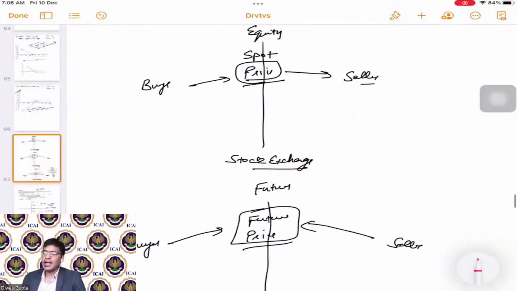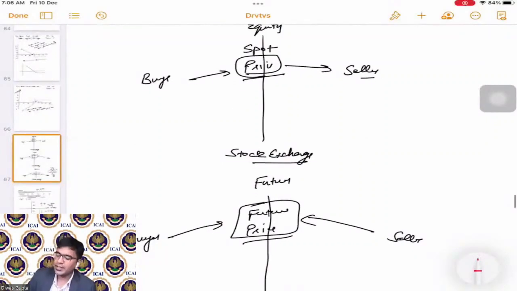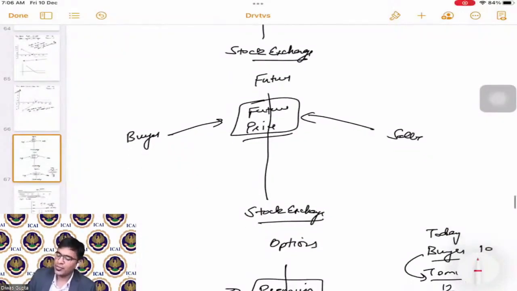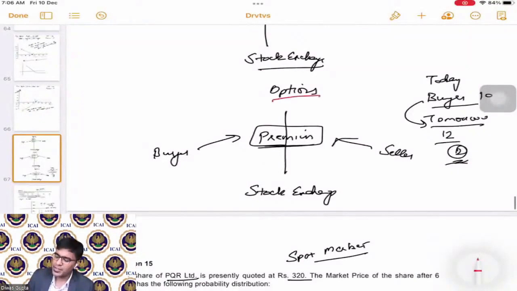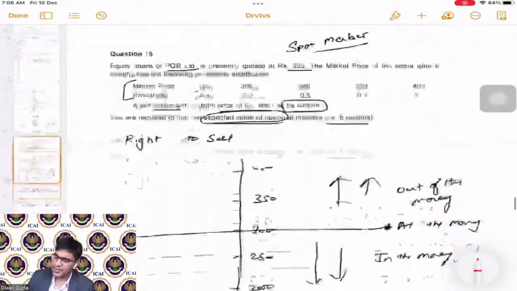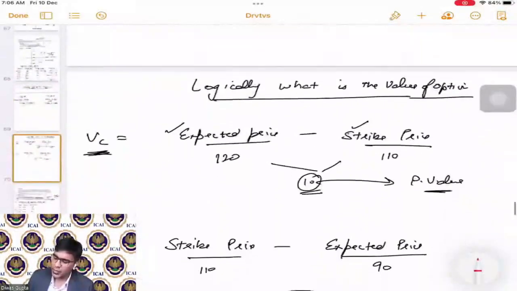Correct. Then we said how the trading happens. For equity, there is a spot price. For futures, there is a future price on which buyer and seller trade. But for options, there is a premium on which the sale and purchase happens. Then these are some of the questions.